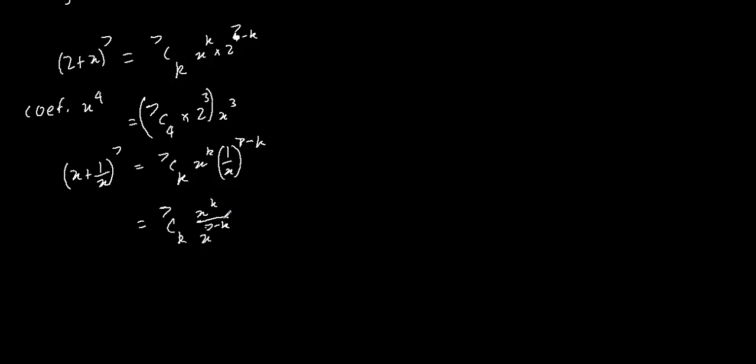If I multiply both sides by x to the k, then I get 7Ck x to the 2k, because it's 7 minus k. The minus k and plus k cancel out. So this x to the k times x to the k gets x to the 2k all over x to the 7, so I can represent this whole thing as x to the 2k minus 7. Oh, cool. I think this should be fine.